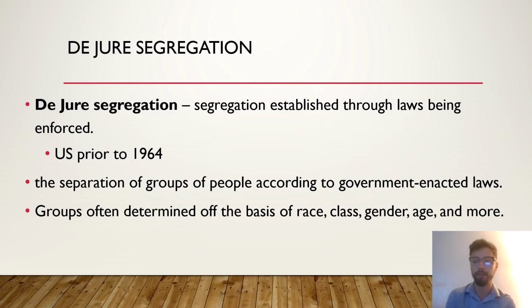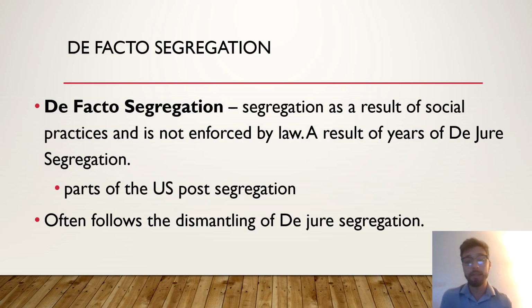Now, how does this differ? Well, of course, before we move on, I want to note that this was what was present in the United States prior to 1964. Now, what is the opposite of de jure judicial segregation?